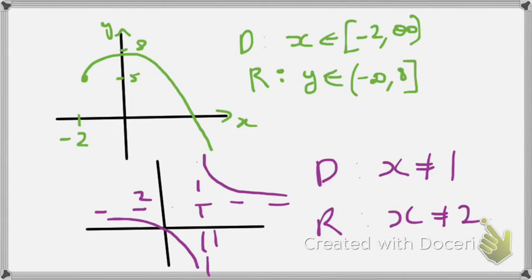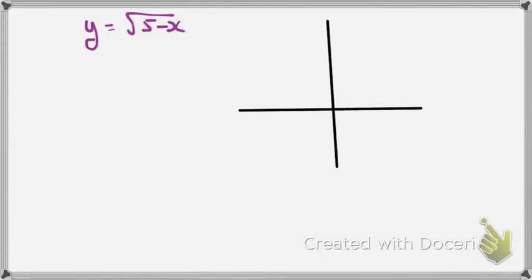Okay, those are pretty simple examples. Let's do one more together. So let's just think about the function y equals the square root of 5 minus x. I'm going to do it two ways. I'm going to do it algebraically and I'm going to do it visually. So here's visual. I draw it. It looks like that.